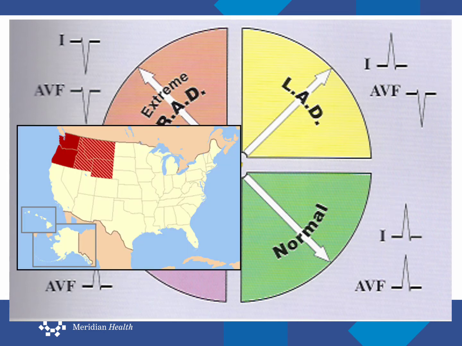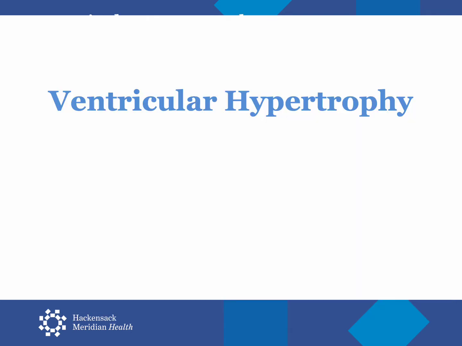This extreme right northwest axis would only be seen in cases where the impulse were generated from a left and inferior site somewhere in the ventricle, and we will see later that it is one of the signs helping us recognize ventricular tachycardia. We're now going to review ventricular hypertrophy.